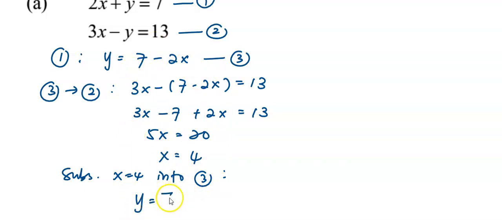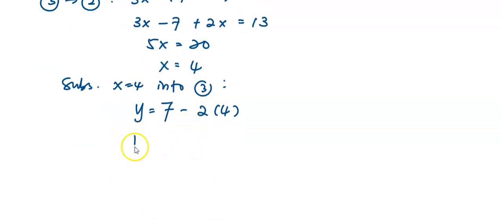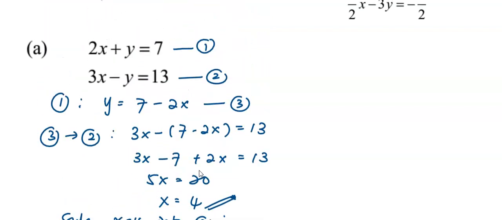y equals 7 minus 2x. x will be replaced by 4. Then calculate this: 7 minus 8 will be negative 1. So we have x equals 4 and y equals negative 1. You can always check the answer by substituting x equals 4 and y equals negative 1 back into your original equations, to see if they satisfy the first and the second equation.